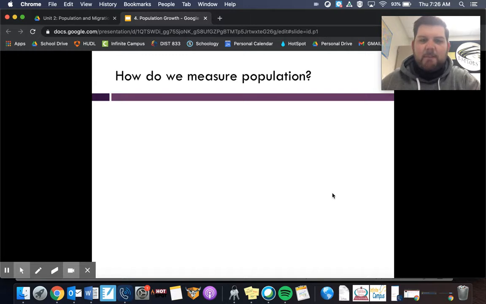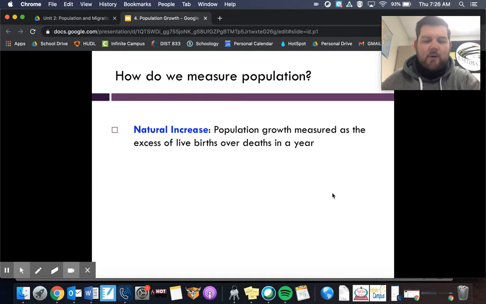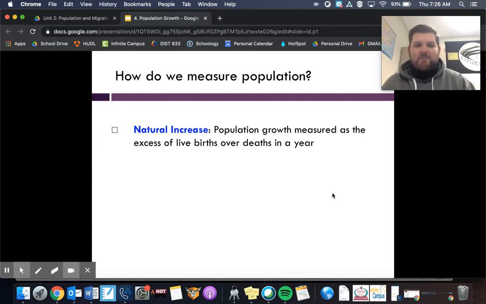How do we measure population? Okay, that's the first question that we're looking at. Well, we can do it by the natural increase rate, which is population growth measured as the excess live births over deaths in a year. So obviously that should make some sense to us because we want the increase. So the number of live births minus the deaths would give us the amount of increase that there is.